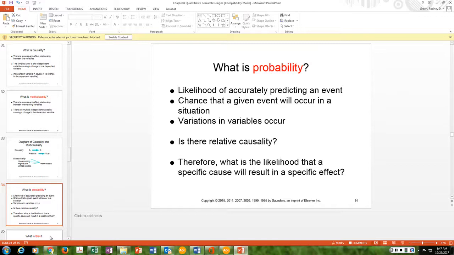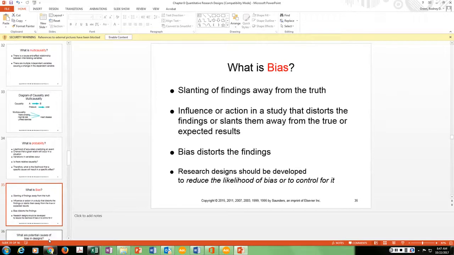So you're familiar with the term P is less than 0.05, right? So there's a greater than 95% chance that the results are not due to chance. And there's a 5% chance that the results are due to chance. So what is bias? Bias is the slanting of findings away from the truth.